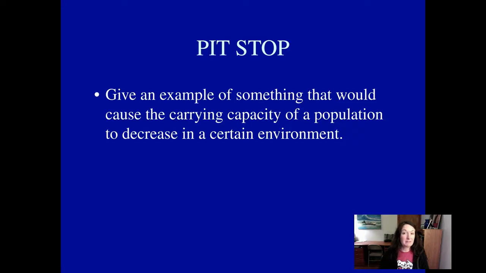Here we are at the next pit stop for those of you doing Nearpod in class. Give an example of something that would cause the carrying capacity of a population to decrease in a certain environment.